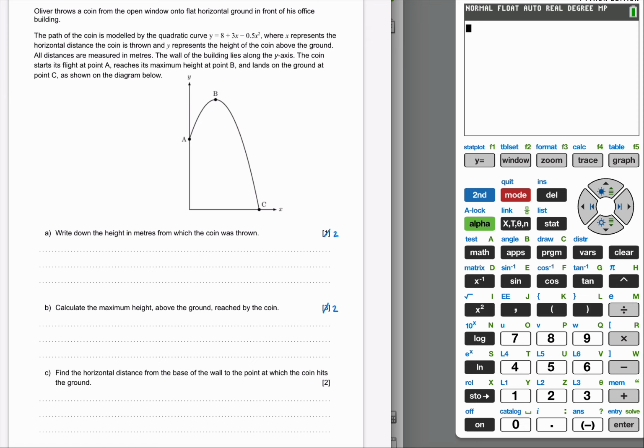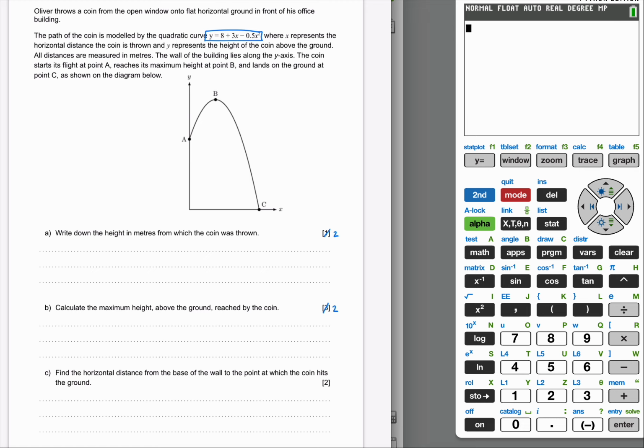This question, we have a model and it's actually drawn out for us. So they're throwing a coin from this open window and the coin gets thrown up and then it hits this maximum point before it then falls back down, and this will be where it falls to the floor. So the equation is given to us. We have this equation and we're going to be using that within the rest of the question.